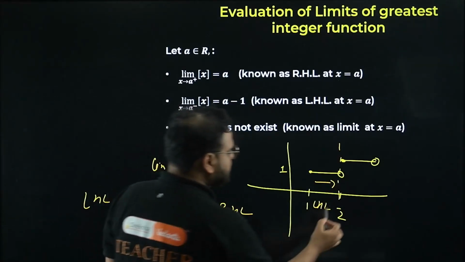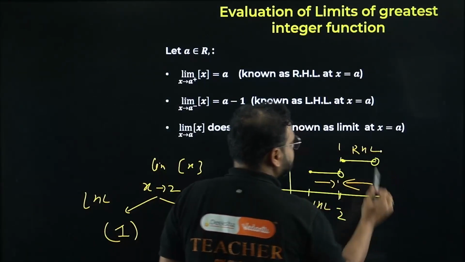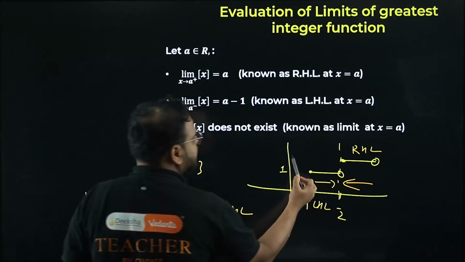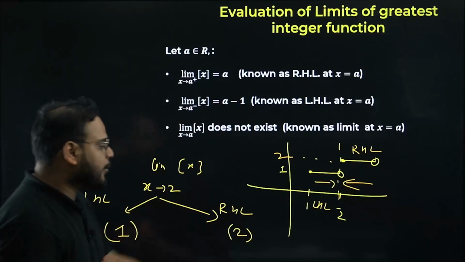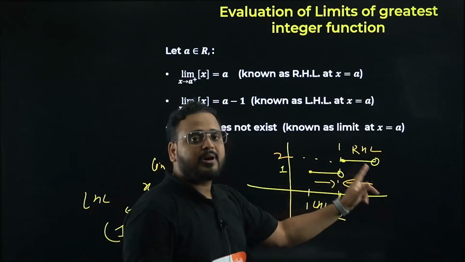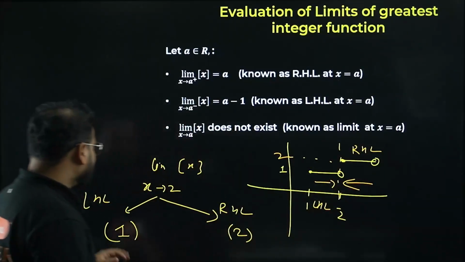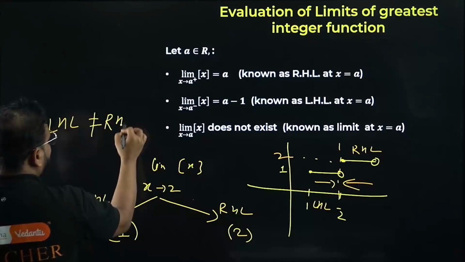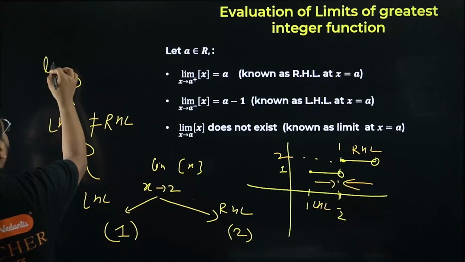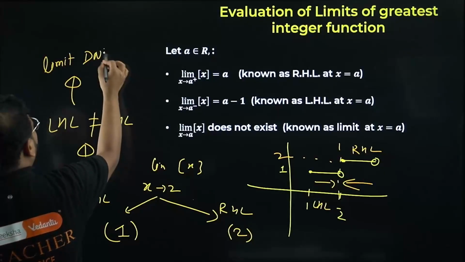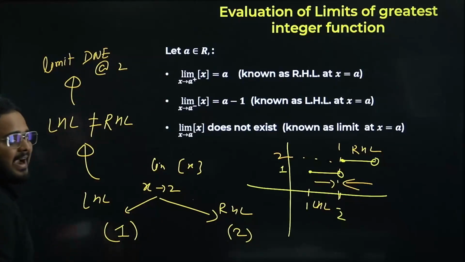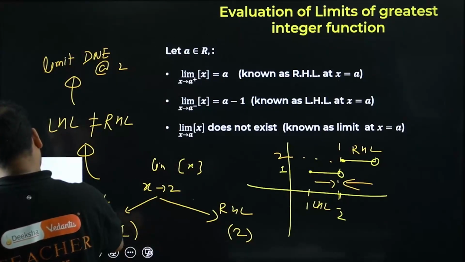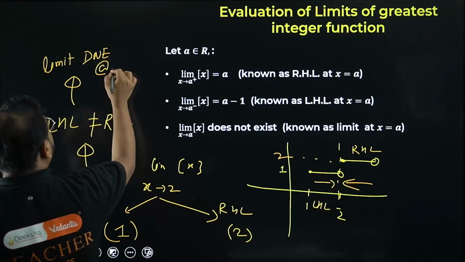But what about the RHL value? Approach 2 from this side. This represents my RHL. Anything after 2 will give me RHL value as simply 2. So your LHL value is 1, your RHL value is 2. What it means is LHL is not equal to RHL, and the limit does not exist at 2. 2 is actually an integer. So the limit does not exist at integers.